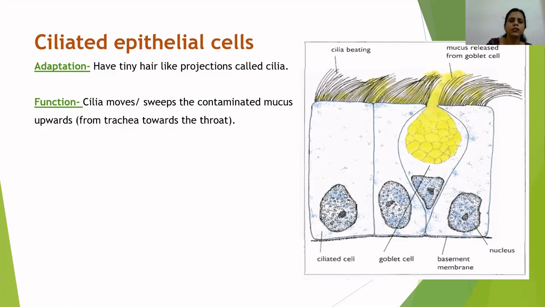They are adapted because they have tiny hair-like projections called cilia. They are located in the inner lining of the trachea and bronchi, and the function is that the cilia move or sweep the contaminated mucus upwards, that is, from the trachea towards the throat.